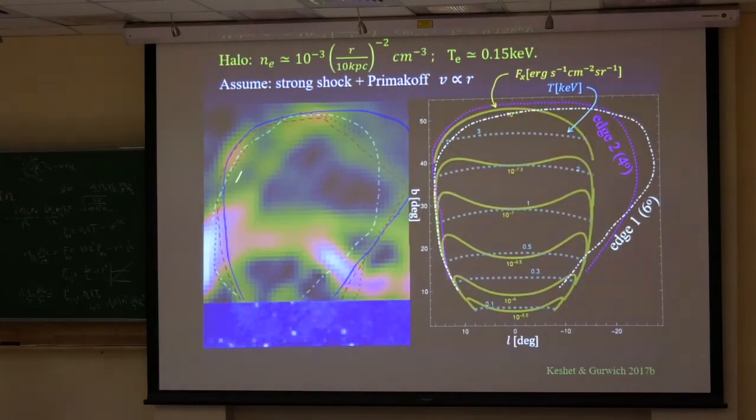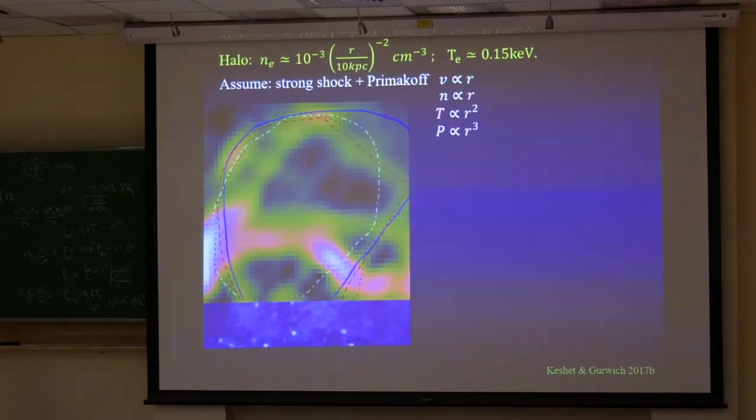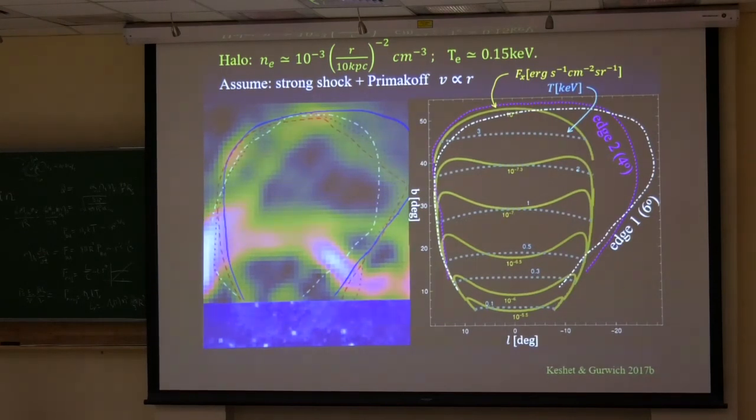If you see an edge, you need to project it to construct a 3D model, and then just plug in these numbers. Of course, this analytic solution is for a sphere, so you need to assume something. Here we just assume that the flow goes along rays emanating from the galactic center. Then you get this: the yellow ones are flux contours, the blue ones are temperature contours. This is not as good as a simulation, but it gets the first order right.